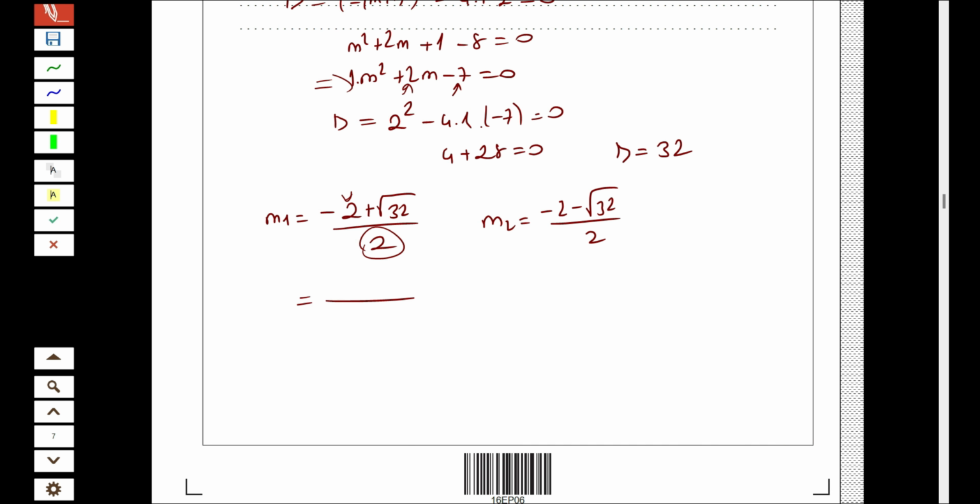When you simplify this expression in here, minus 2 plus 4 square root of 2 over 2 will be minus 1 plus 2 square root of 2. And the other root will be minus 1 minus 2 square root of 2.